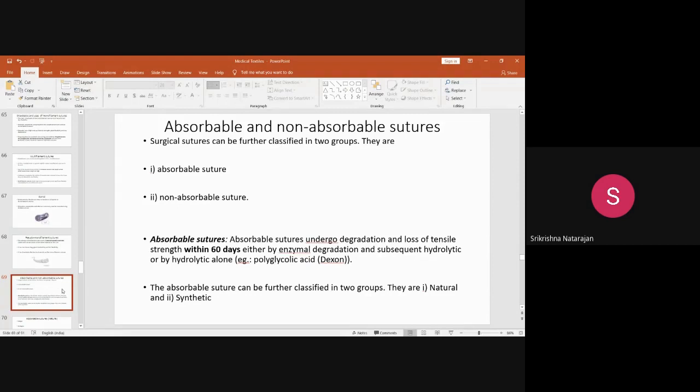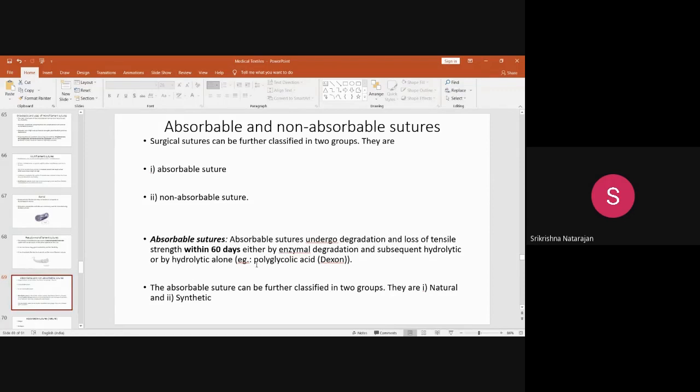Absorbable means what? They undergo degradation and loss of tensile strength within 60 days. Within 2 months' time, it can degrade because of the presence of enzymes in the human body, or with the help of water, which is hydrolysis alone. So these are the examples, like polyglycolic acid.